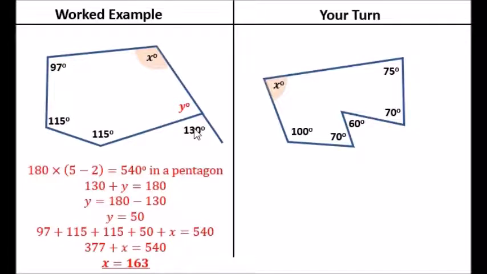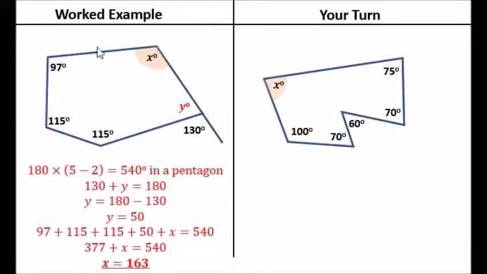I then recognised that this 130 degrees was not inside the pentagon. We needed to find the angle Y. Now in order to do that, I recognise that this here makes a straight line, therefore these two angles add up to 180. So 130 plus Y is equal to 180. If I subtract 130 from both sides of the equation, I end up with Y equals 50.